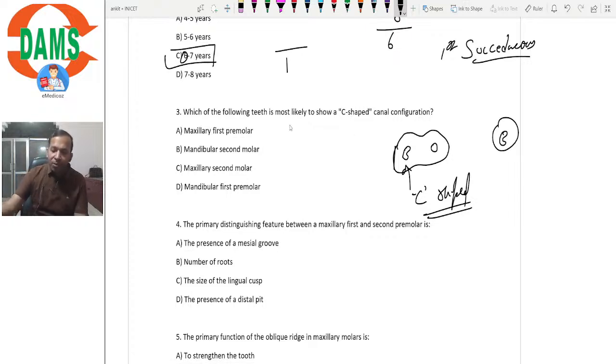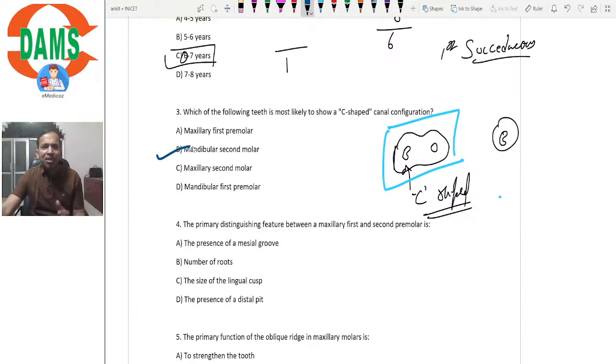Options are maxillary first premolar, mandibular second premolar, maxillary second premolar, maxillary second molar, and mandibular first premolar. So obviously, as you must have guessed from the diagram that I first drew, it has to be a mandibular molar, isn't it? And the answer is mandibular second molar. Sometimes they have asked this question, right? C-shaped configuration. So it is mandibular second molar.